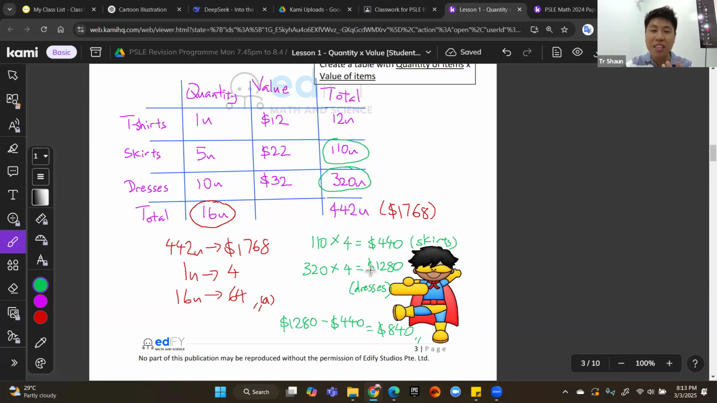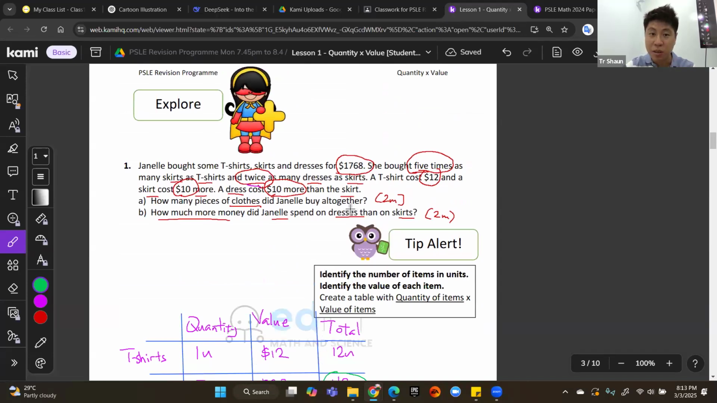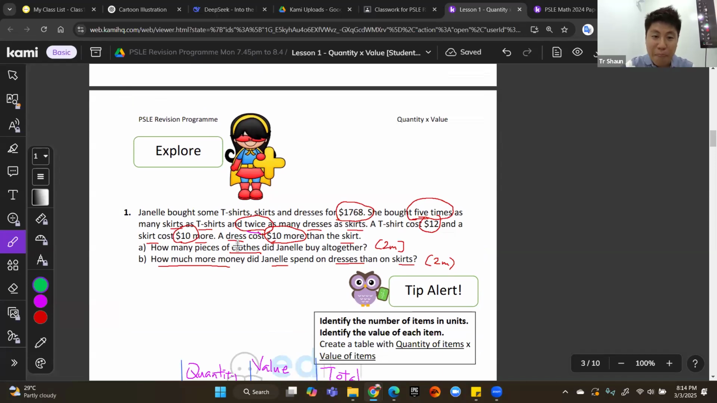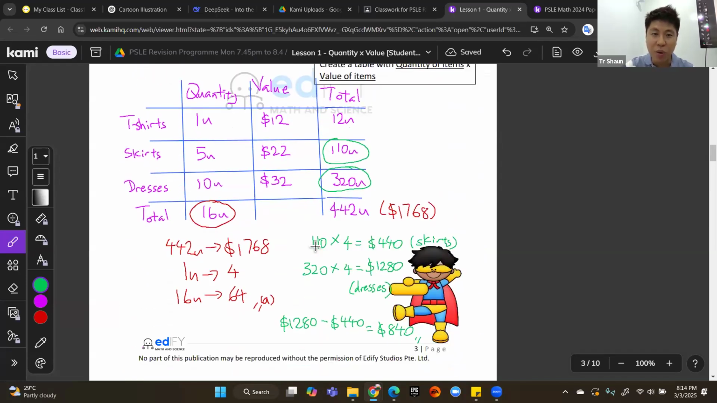Now, so this is quantity times value. How to identify a quantity times value question? There will be a lot of numbers. There will be some total given to you. Then you have to look at the different types of items, maybe three, maybe two. Then there'll also be the number of items. So once you have such different numbers, it's most likely a quantity times value kind of question.